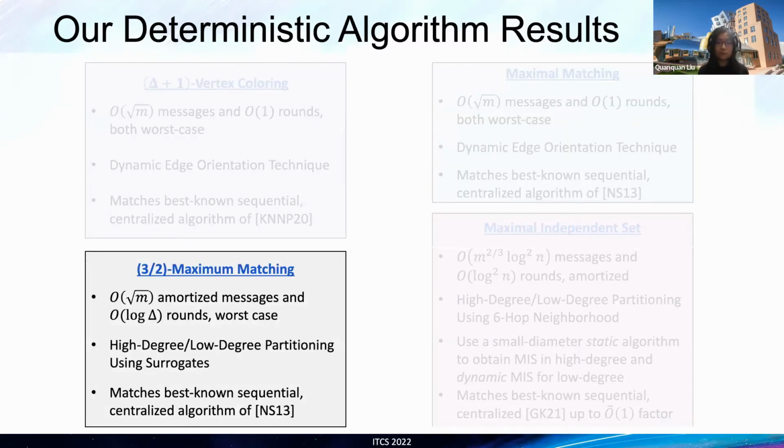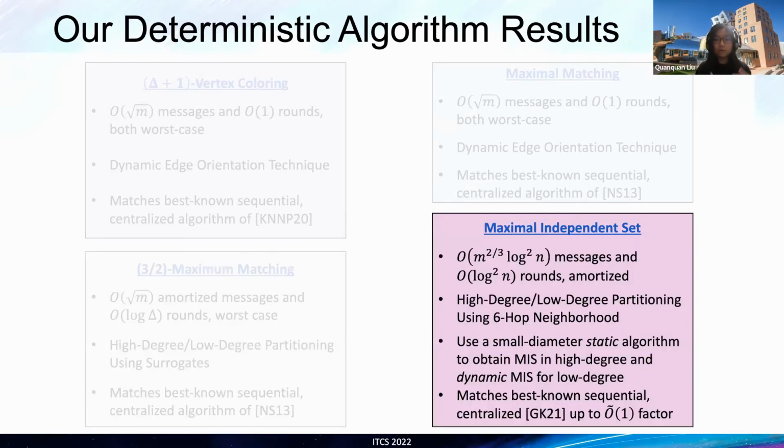We also give an O of square root of m amortized messages O of log delta worst case round algorithm for 3/2 maximum matching using the high degree, low degree partitioning technique with surrogates formulated first by Neiman and Solomon. While in the centralized algorithm, the number of edges is always known, it is not known in the distributed setting, as I mentioned before. We show in our paper that using the surrogates also allows us to do a low degree, high degree partitioning of vertices by looking at only a partial 2-hop neighborhood of each vertex. This also matches the best known sequential centralized algorithm in message complexity, and the number of rounds obtained is a polylog factor from O of 1. And to find out more about this algorithm, please also refer to our paper.